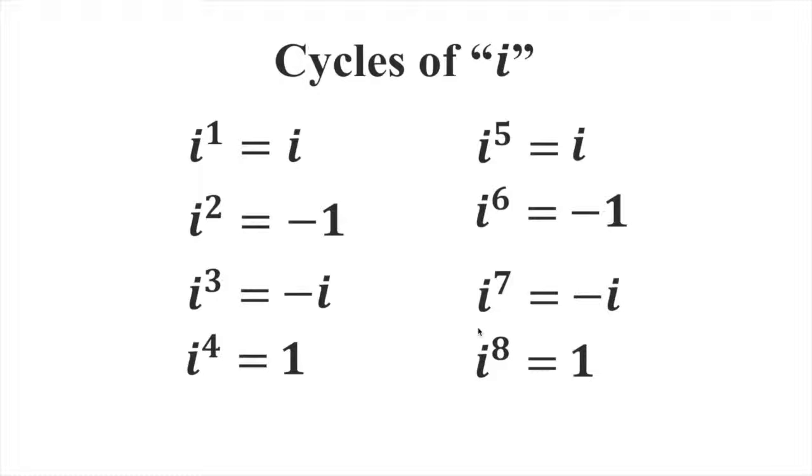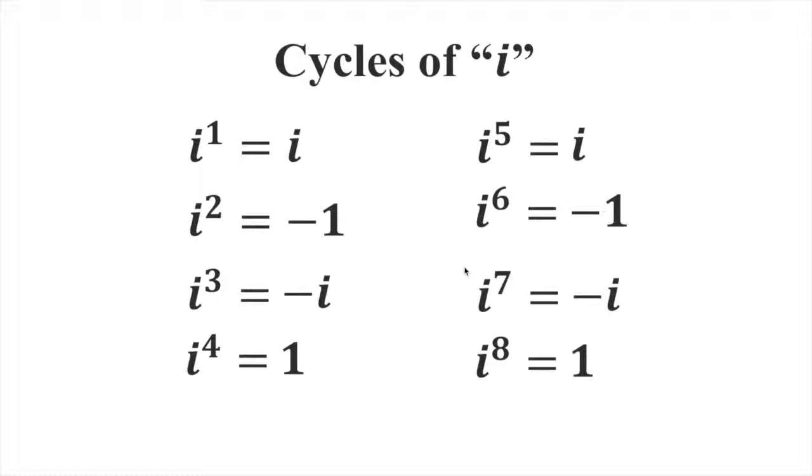It's not an overly complicated one. It's just brand new. So after you get some practice with it, you'll be fine. If we took this one, 5 divided by 4, that gives me 1, remainder 1. And i to the first power is i. So let's pretend that we have an i to the 11th power.